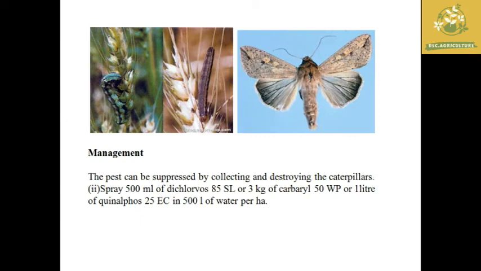And the management practices for the armyworms are collecting and destroying the caterpillars, or else we can go for dichlorvos spray or carbaryl spray at the field level. And it is an efficient method in managing the armyworms.